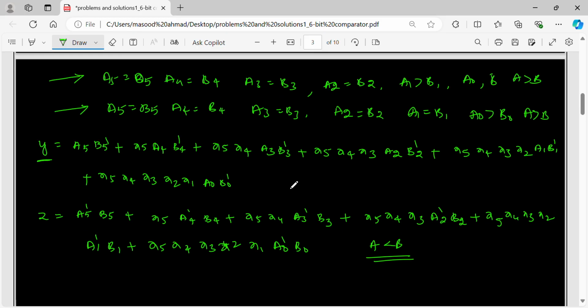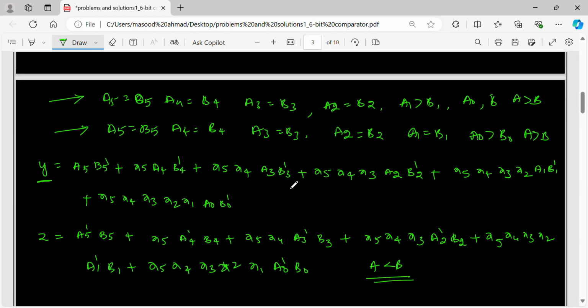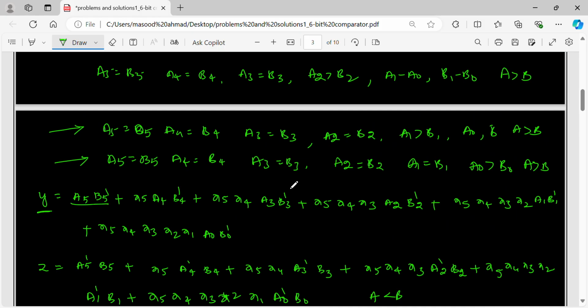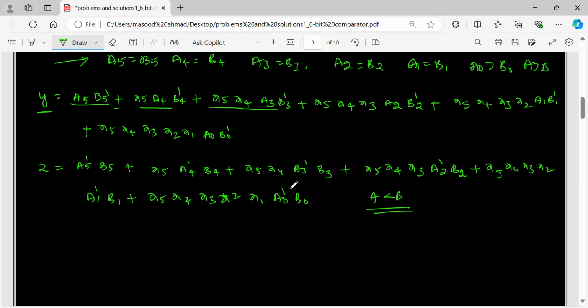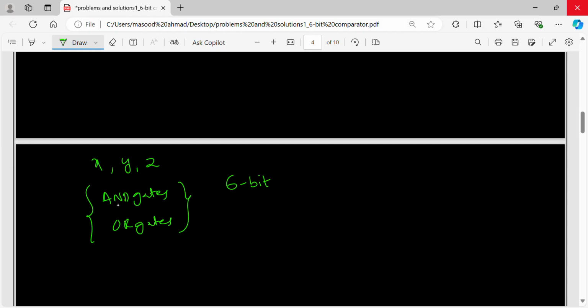What I need to do now is implement the circuit. Look at the expressions for X, Y, and Z. They are AND-OR terms: ANDing, then ORing. Simply by using AND gates and OR gates, from the above expressions, we can implement a 6-bit comparator circuit, which is simple and easy to implement.